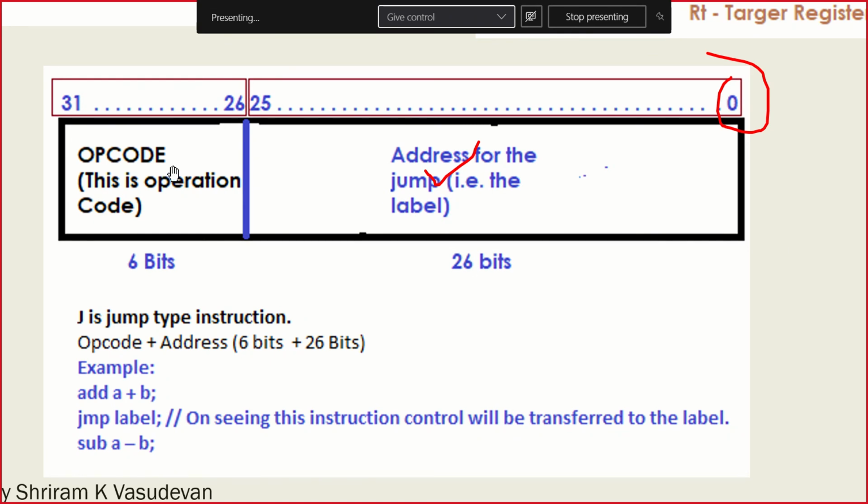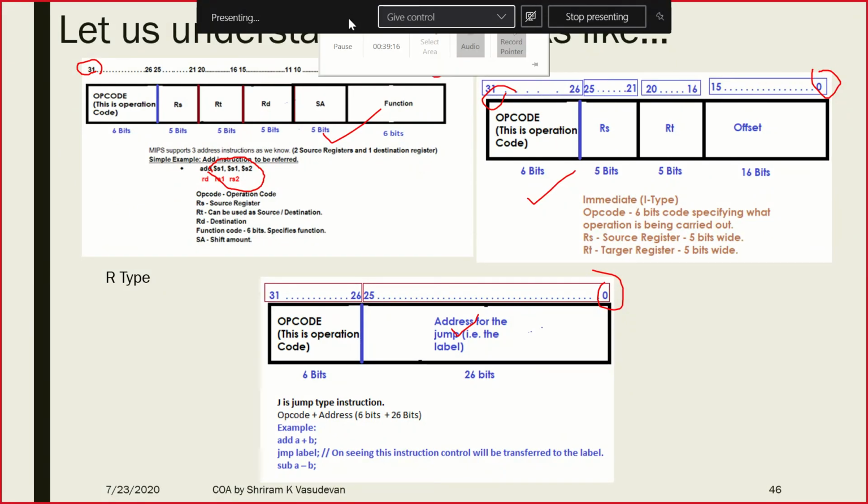Now, the first 6 bits you cannot change. I mean, the last 6 bits, 26 to 31, you cannot change. The opcode is fixed. So what is the number of bits that are left out? 0 to 25. Just mark it for address for jump. That's all. Example is very simple. Add a plus b jump label. Once this instruction is executed, it will jump to the label, and the label is nothing but is going to specify the 26 bits address. That's all. It's very simple and easy.